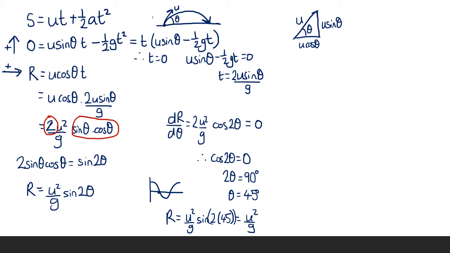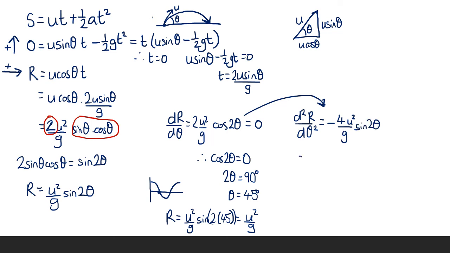Finally, we should check that it is a maximum value that we've found. So how do we do that? Well, we use the second derivative. So we differentiate it again, and if you hadn't used the identity, then this was just a little bit more awkward. So just as well we did do that. So we differentiate this expression once again. So cosine differentiates to minus sine. So we get minus, and we get another 2 coming out, so we get a 4 at the front now. 2 times 2 is 4. So we get minus 4 u squared over g times sine 2 theta.